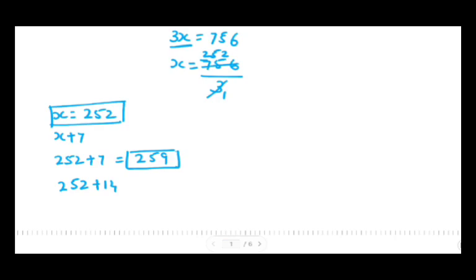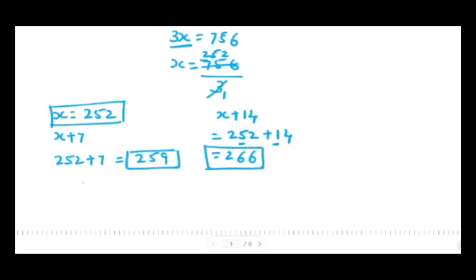Rather x plus 14. Let me just write it properly. So my third number, I'll write it here. So my third number is x plus 14, which is equal to 252 plus 14, and 2 plus 4, 6, 5 plus 1, 6. Sorry. Okay, and my third number is 266. So what is your statement going to be?